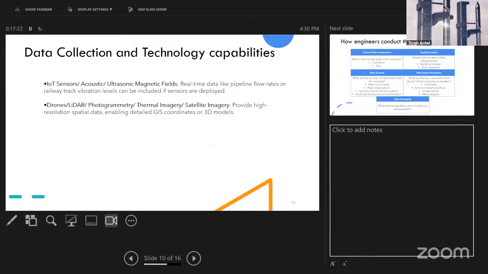The passive one will be something like drones, LiDAR, photogrammetry, thermal imagery, satellite imagery. These ones don't give you real-time access. They give you data after anything could have happened to the infrastructure you are mapping, or it's possible that the infrastructure you are mapping, you have a certain interest that will limit it to these sensors.